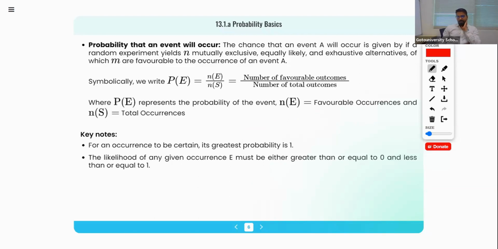This might be asked in the multiple choice questions. All the definitions and the related terminologies and the connections, whatever we learned right now, can be asked in the multiple choice questions. For an occurrence of A to be certain, its greatest probability is what? 1. The likelihood of any given occurrence E must be greater than or equal to 0 and less than or equal to 1. That's called the range of the probability.